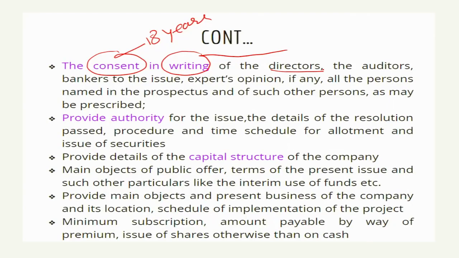Consent of whom is required? Consent of directors, consent of auditors, consent of bankers, consent of experts. If they give an opinion, their opinion must be in writing. This applies to any or all the persons named in the prospectus and such other persons as may be prescribed. Not only that, it is an exhaustive list, the complete list.